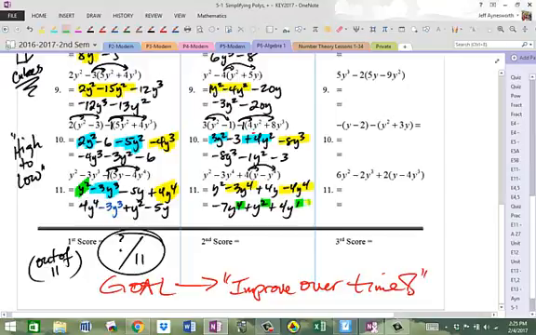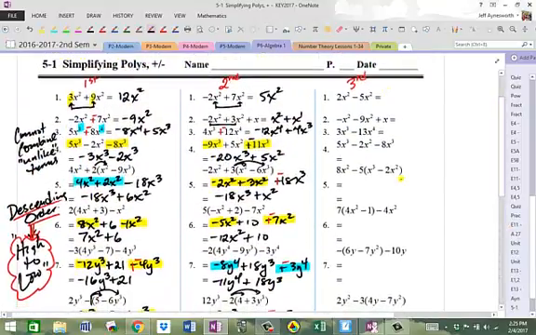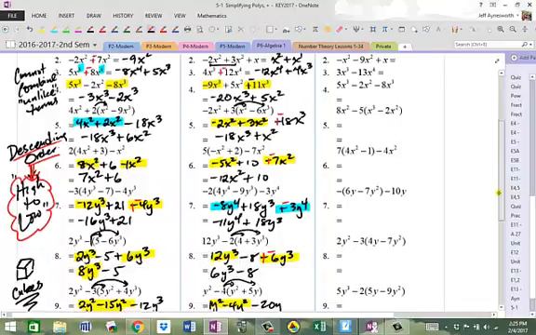That's called descending order. And again, write down your score out of 11. Hopefully you see improvement over time. And I will see you tomorrow in my next lesson here on the third attempt of how to simplify polynomials. And again, the whole goal is to improve over time.